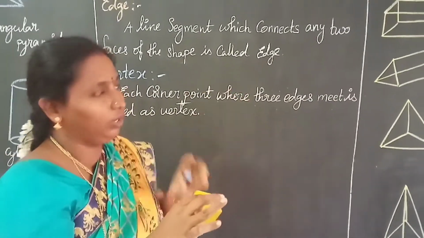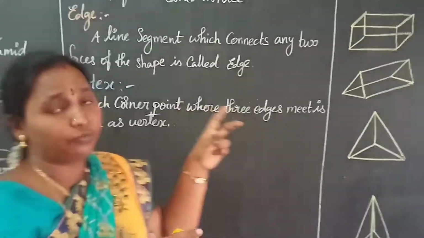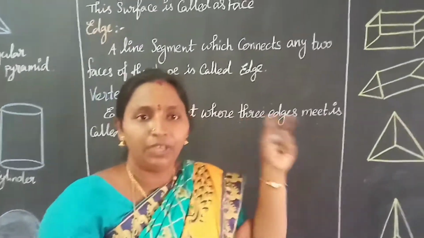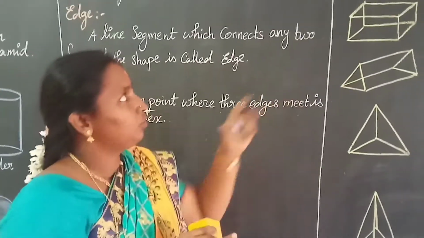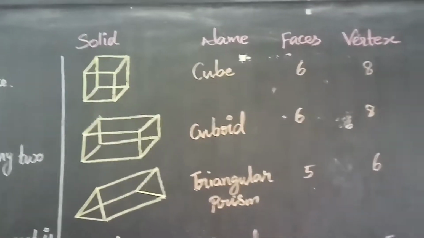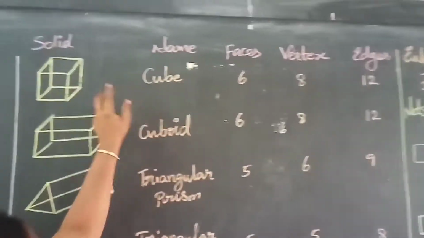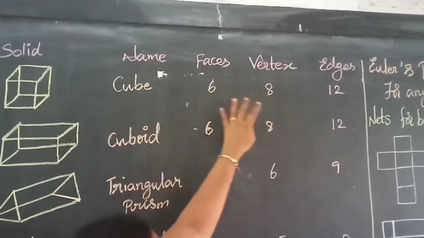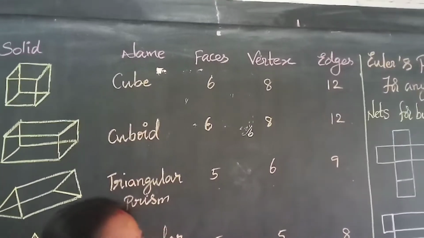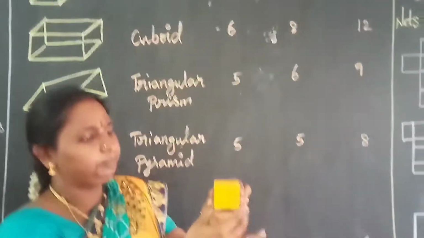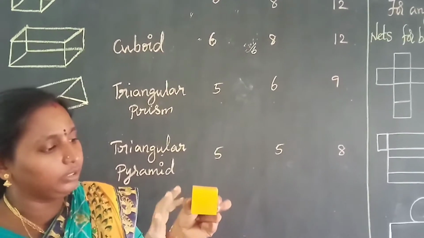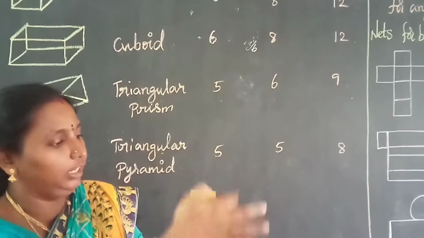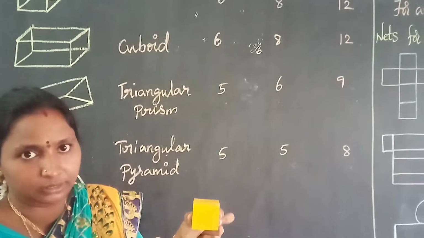Okay. Now next we are going to see some solids. For those solids, how many faces, how many edges and how many vertices are there. Okay, so move on to here. The first shape I have taken is the cube. A cube has 6 faces, 8 vertices and 12 edges. See this? So this is a cube. How many faces? 1, 2, 3, 4, 5, 6. Okay.